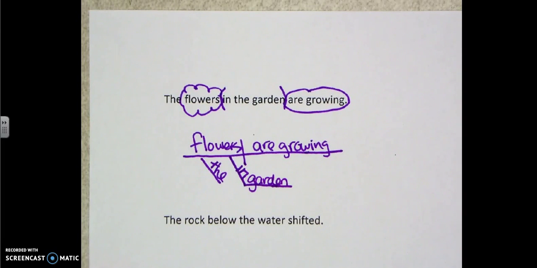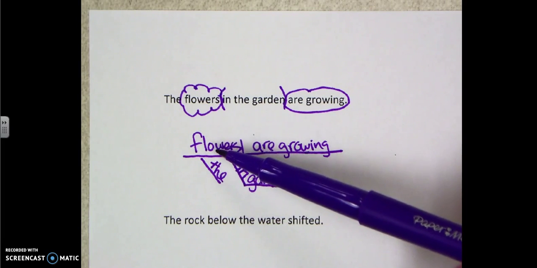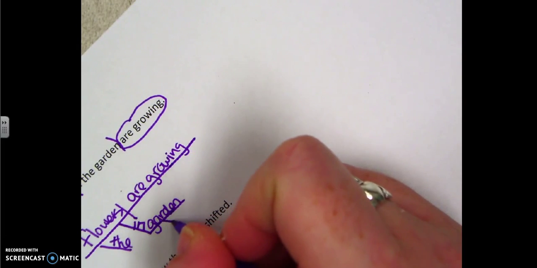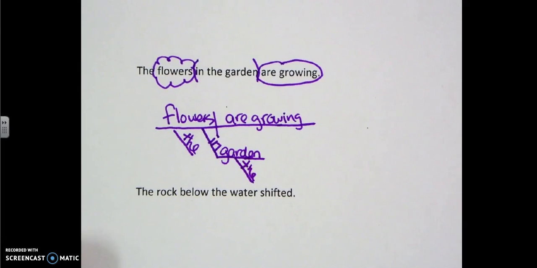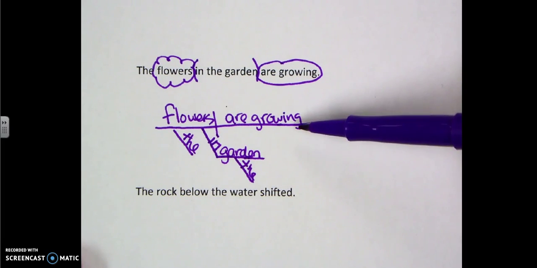Alright, now we do have an article there, the garden. So the is an adjective for garden. So we have to do something with the. So what we do is we treat it just like we did with this article. We put it under the simple subject. So here we're going to do the same thing. We're going to create a diagonal line, and we're going to put it under the noun that it modifies. In this case, it's the object of the preposition garden. So there you have it. The flowers in the garden are growing.